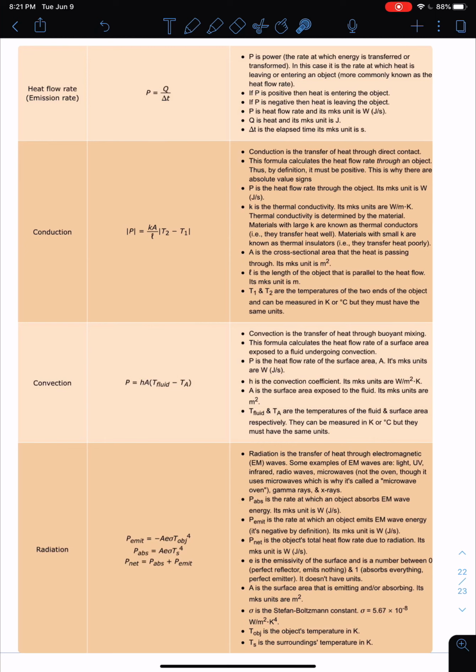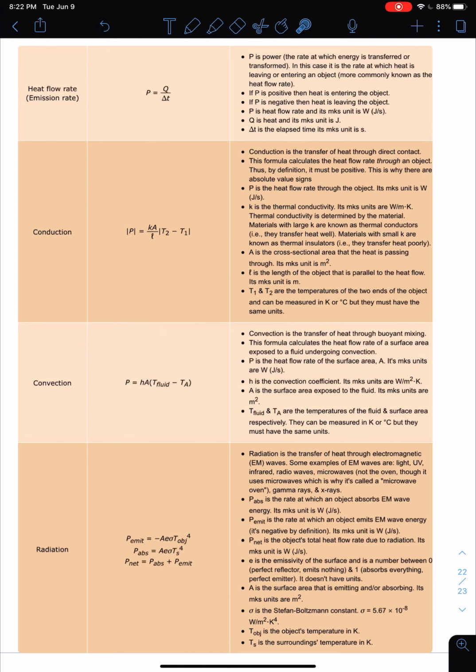The sun, of course, is heating Earth via radiation. There's light coming from the sun, and that's what warms Earth. So there are lots of examples of radiation. These are just a couple. But objects can absorb the light, and of course, they will emit it as well. So these are the three methods of heat transfer.